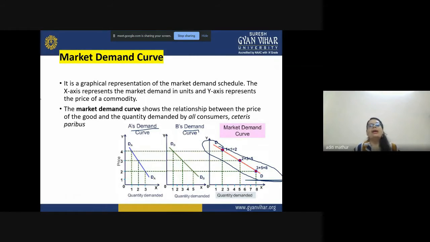So what is the market demand curve? It is a graphical representation of the market demand schedule. Again, in this also, the X represents the market demand of the commodity, that is in units, and Y represents the prices of the commodity.